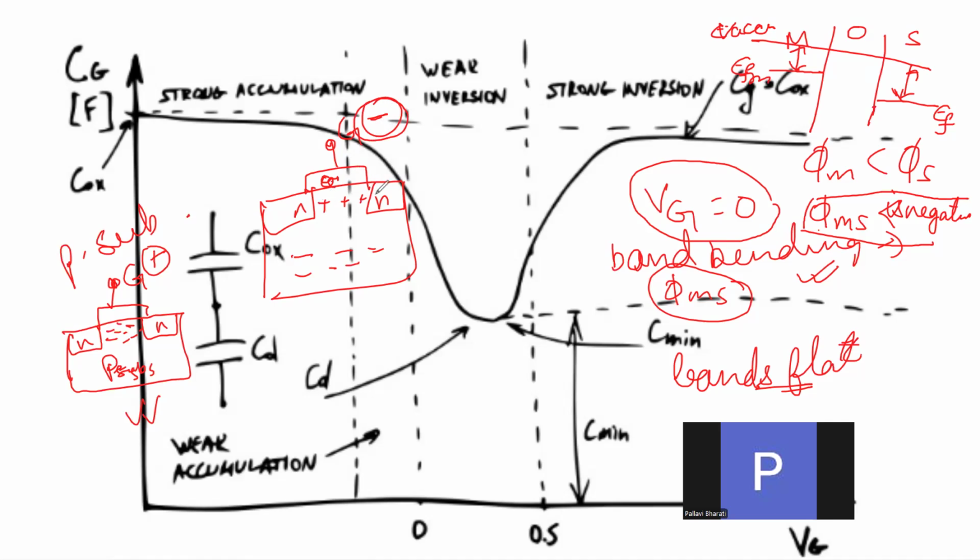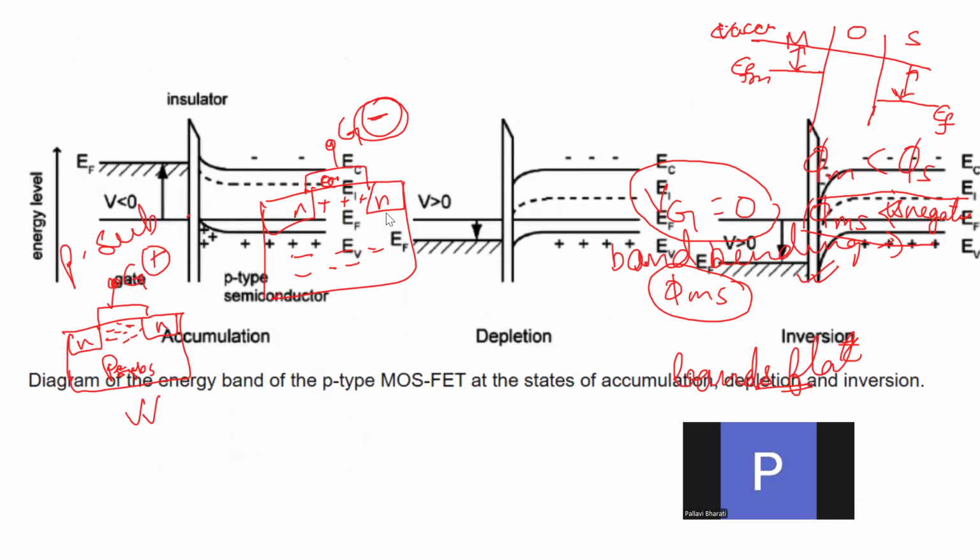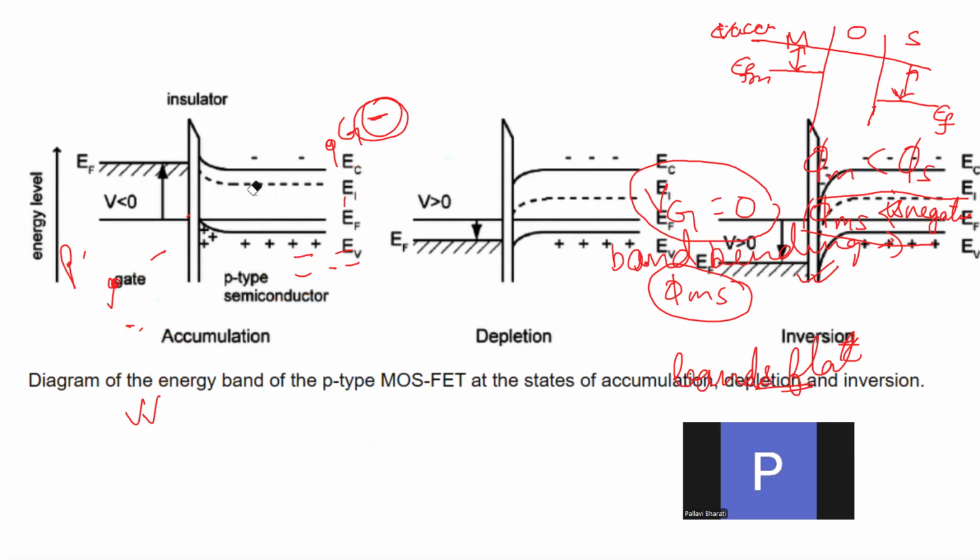So that will lead to the formation of an inversion region. Now let us understand it more nicely with the help of the band diagram structures. Now see here, this is explained for the accumulation. First, let us understand what is the meaning of accumulation and inversion.